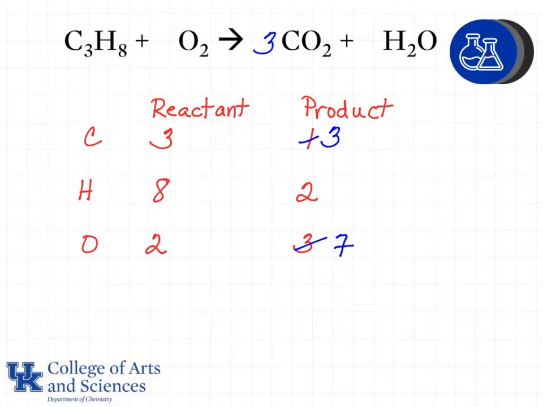I see that my carbons are now balanced, but my hydrogens are not. I put a 4 in front of the water, which gives me 8 hydrogen atoms and a total of 10 oxygen atoms. 6 from the CO2, because there are 3 of them, plus 4 from the water, because it's 4 times 1, for a total of 10 oxygen atoms on the right. I now see that my carbons and hydrogens are both balanced, but my oxygens are not. If I put a 5 in front of O2, I end up with 10 oxygens on the right, and I have a balanced chemical equation.